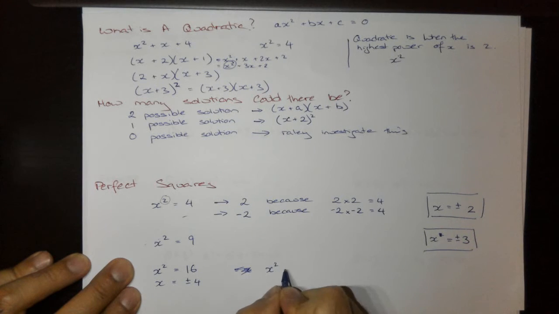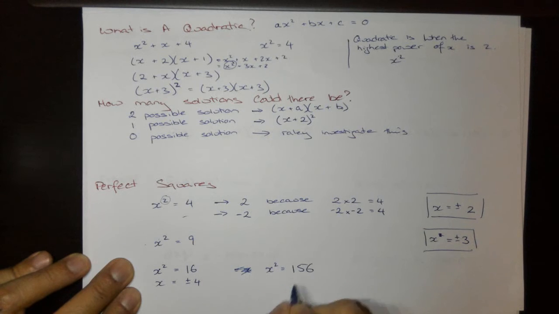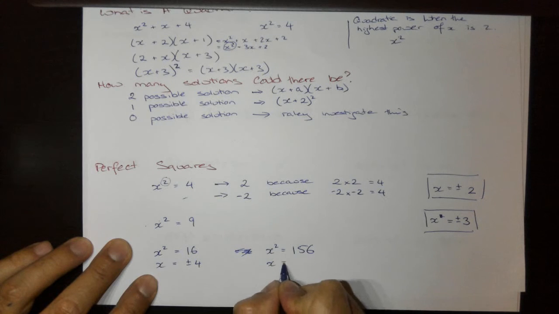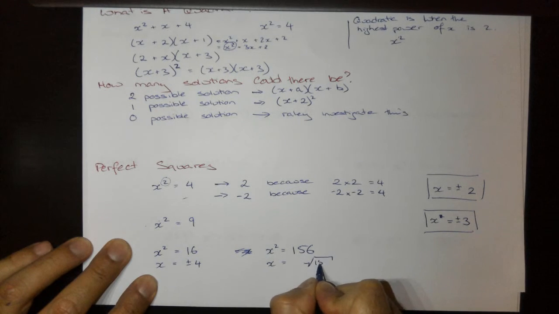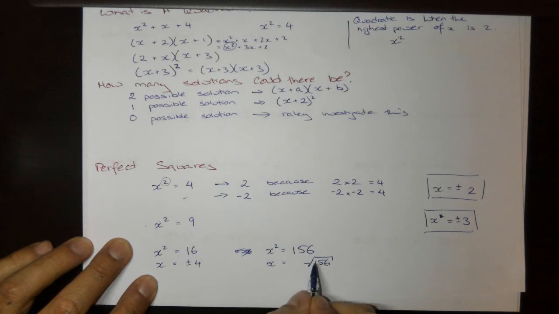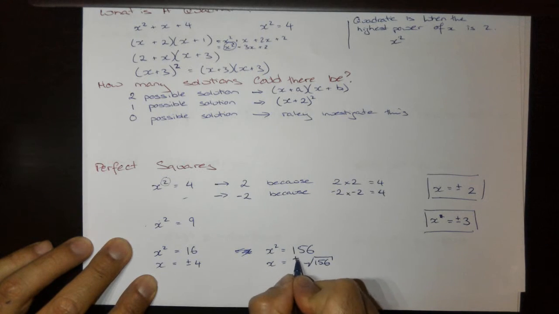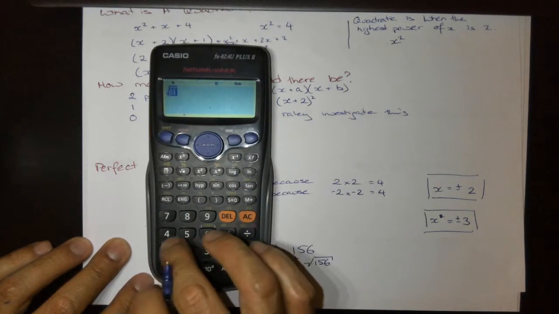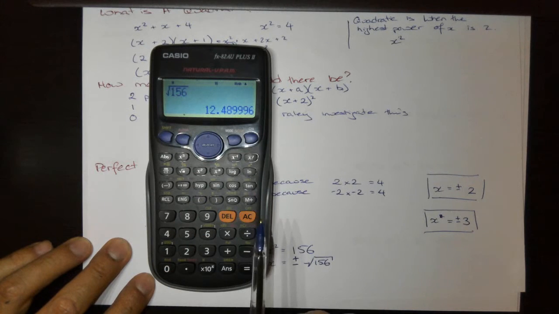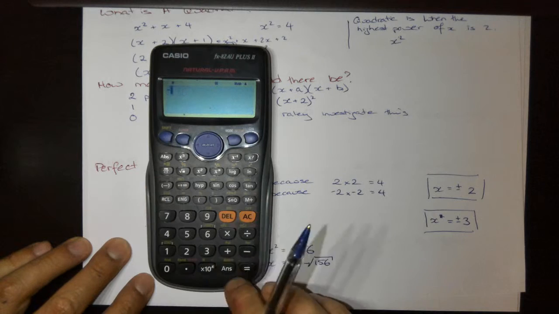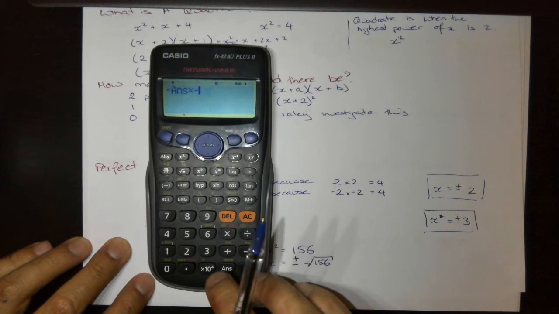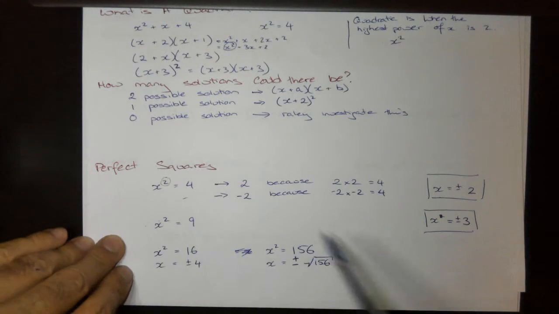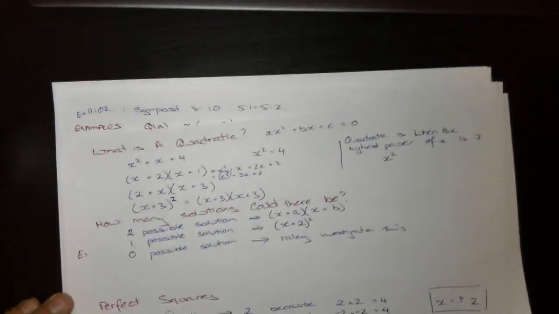If I gave you something like this, alright, you know that the opposite of squaring something is doing the square root of that number. Yeah, so if you write that in your exam, that's fine, but you must have plus or minus in front of it, because the square root of 156 is 12.49996, or the negative version of that would also work. Yeah, so there's always two solutions for perfect squares. Okay.